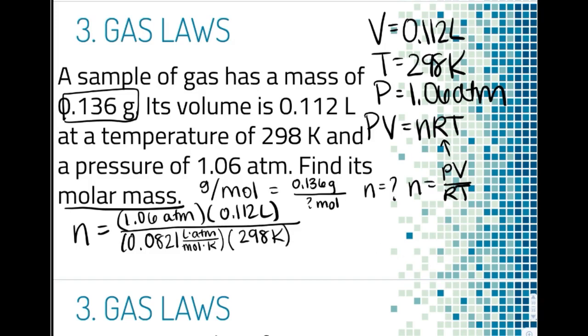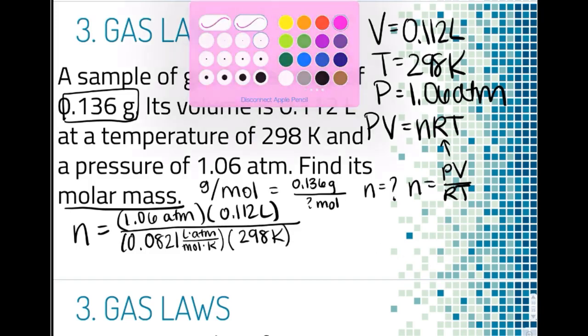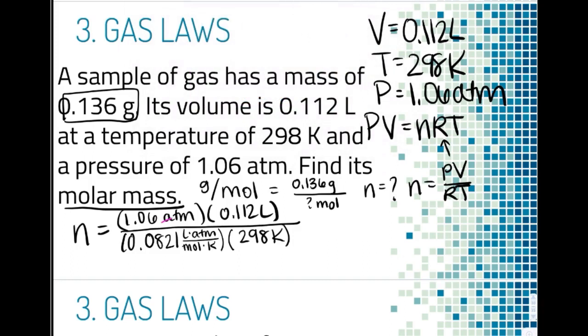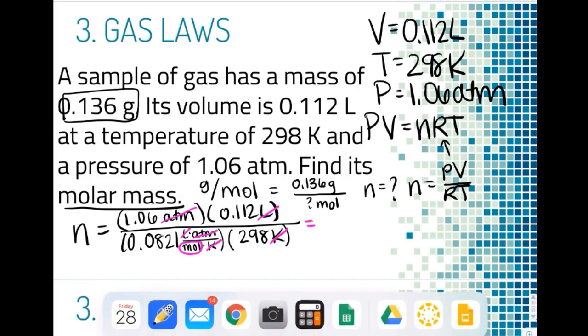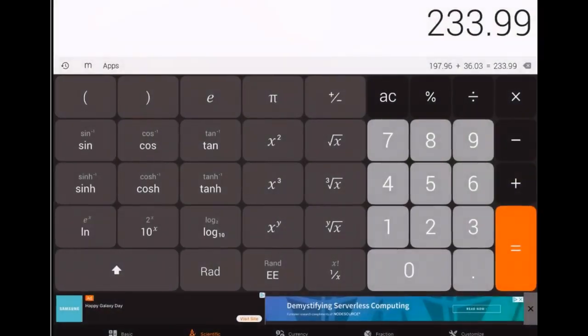So we're going to do a quick canceling of the units. If I have atm on top, it will cancel atm on the bottom. Liters on top cancels liters on the bottom. And then on the bottom, I have Kelvin on the top of the bottom and Kelvin on the bottom of the bottom, so it cancels. I'm left with moles in the bottom of the bottom, which is really the top. And so that's kind of what I want. And so now I can do some math to find the moles.